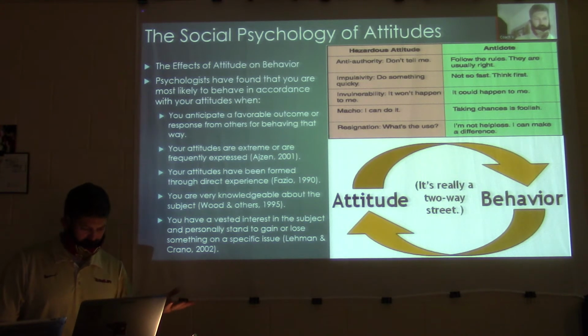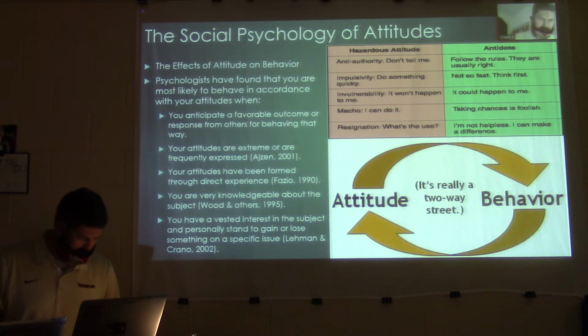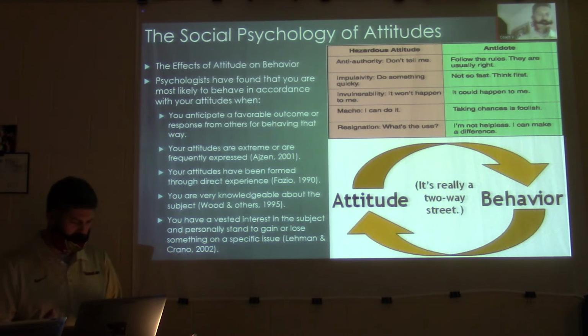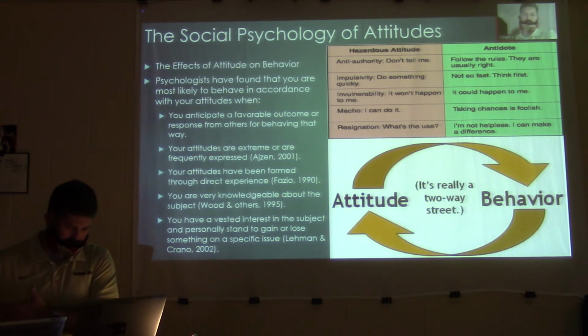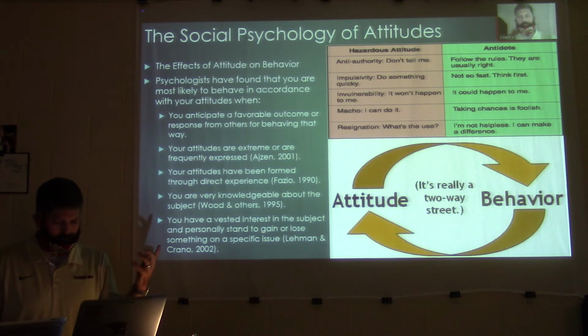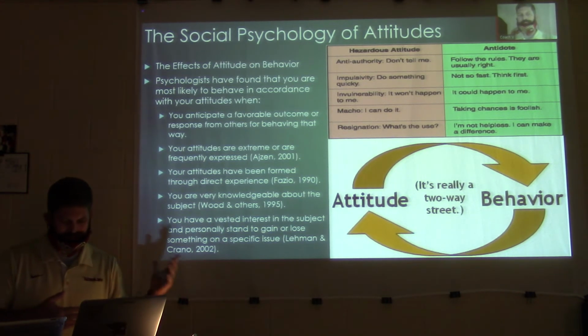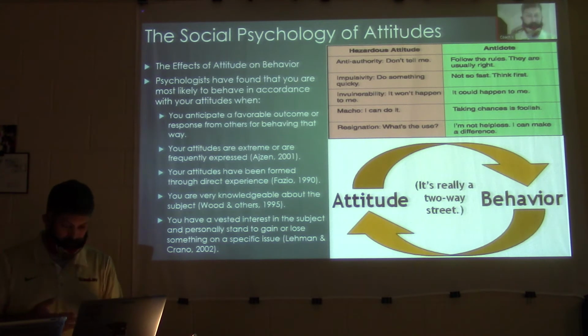All right, the social psychology of attitudes. Not necessarily anything that sticks out here that you need to know for the AP exam, but just to talk about it really quickly, hazardous attitudes. The anti-authority attitude, don't tell me what to do, and the antidote for that is to follow the rules. They are usually right. Occasionally you do need to break the rules, we know that, but if you do that, you kind of look like a fool. That's anti-authority. Impulsivity, do something quickly. The antidote: not so fast, think first.